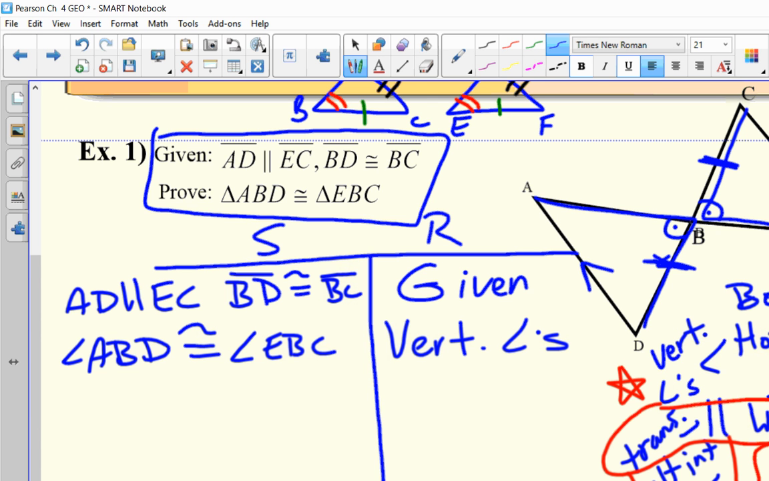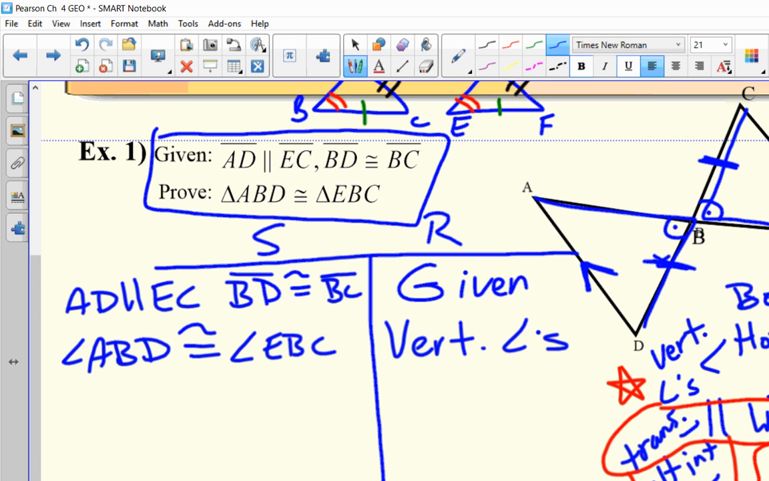So I got some more work. But let's go back to the little keys I told you about. You've got parallel lines, and if I've got parallel lines, then I have a transversal, and if I have a transversal, then I can use alternate interior angles.